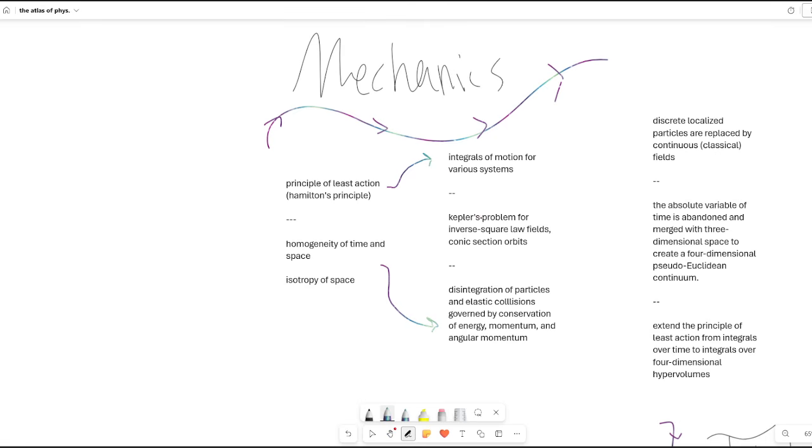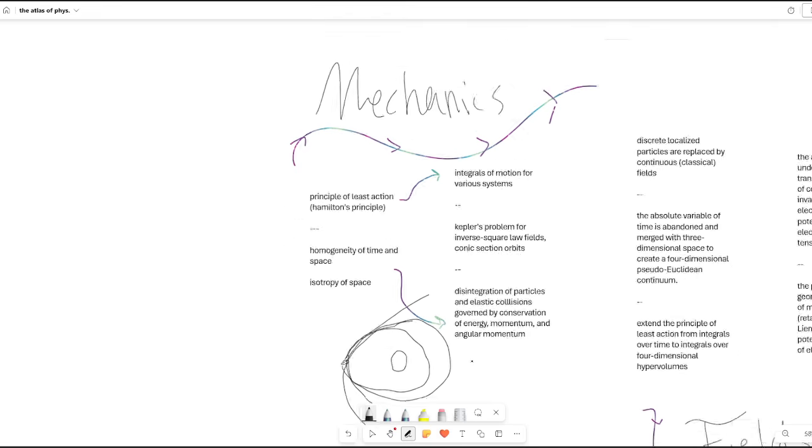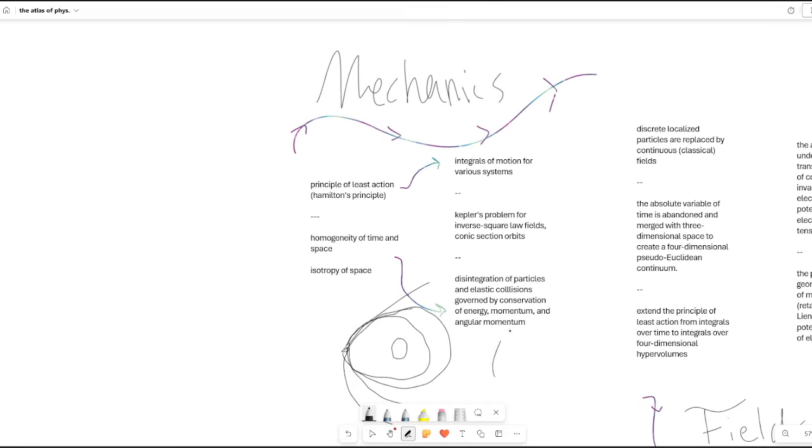Among those systems that you should study are Kepler's problem for inverse square law fields and the conic section orbits. Here's the Earth, and here's the sun. The Earth goes around the sun maybe elliptically, or circularly, or hyperbolically, or parabolically. This comes directly from integrals of motion.